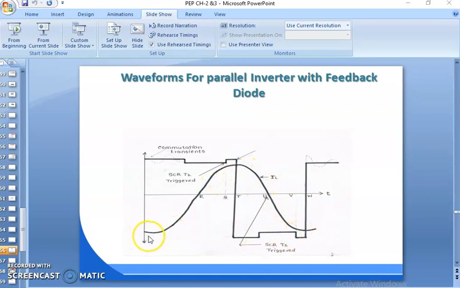During the charging period of the capacitor, the output current I0, or the load current IL, will be rising in nature. And during the discharging period of the capacitor, the load current will start falling in nature. That curve shows the falling nature, and that curve shows the rising nature. So this is a curve drawn between the load current IL with respect to time t.